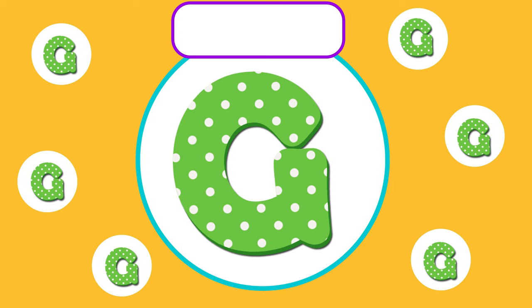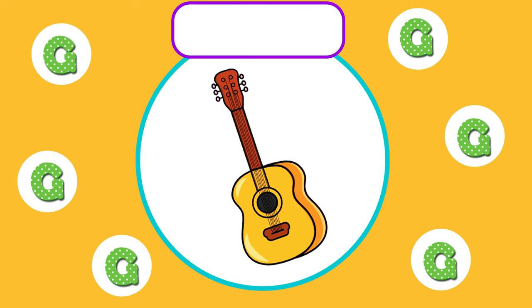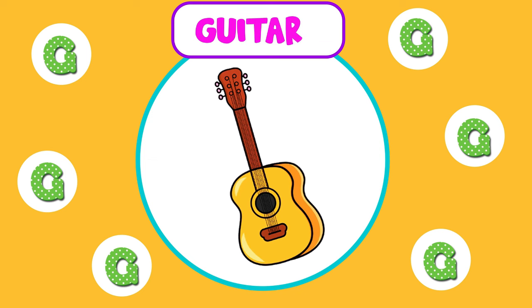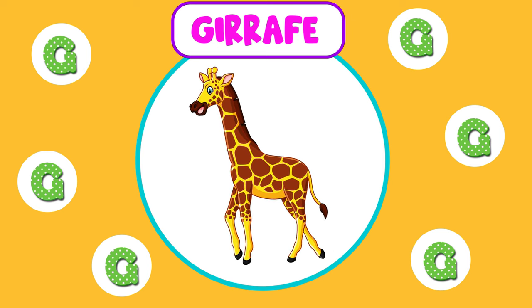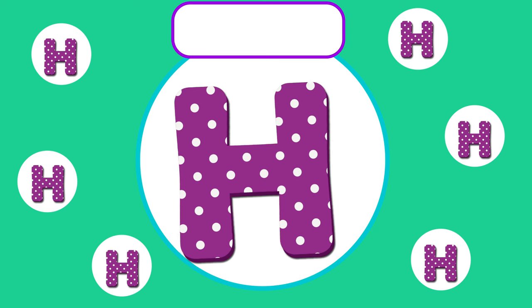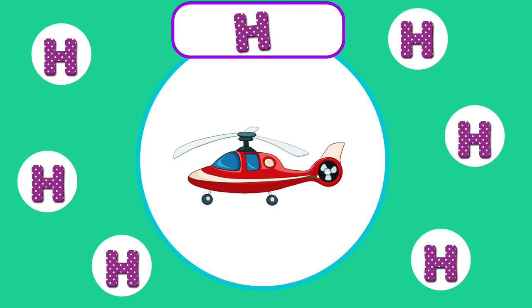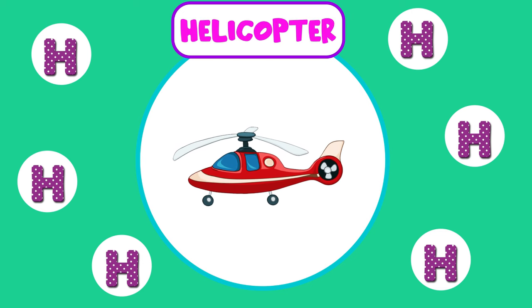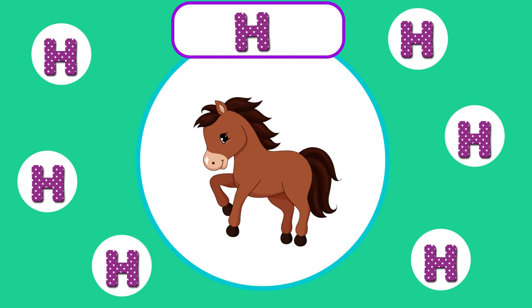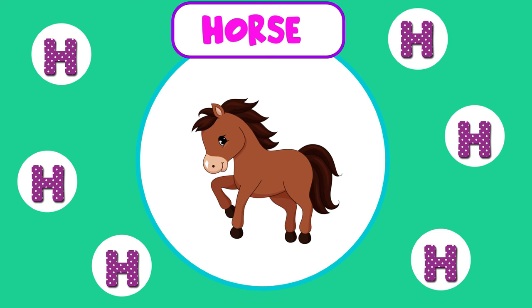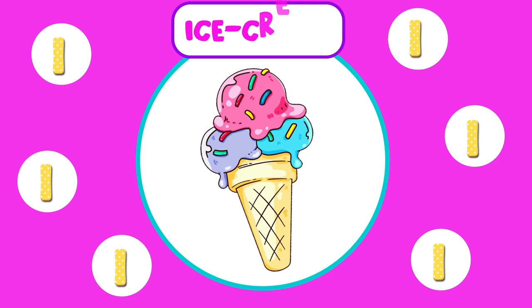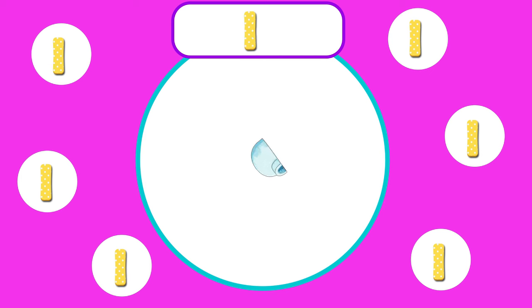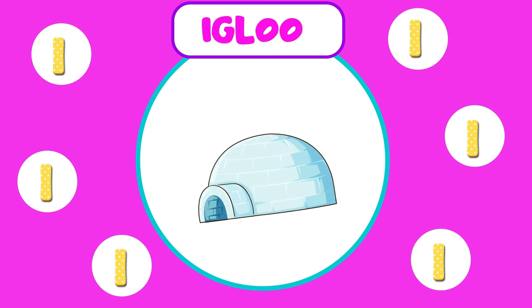G, guitar, giraffe. H, helicopter, horse. I, ice cream, igloo.